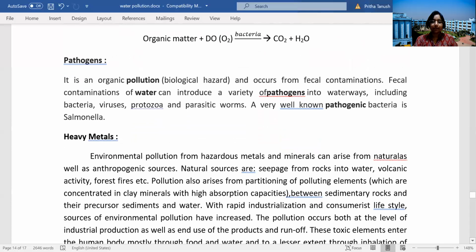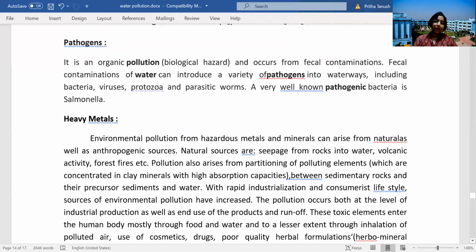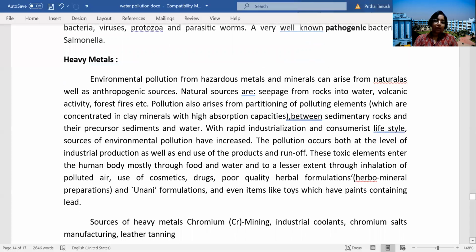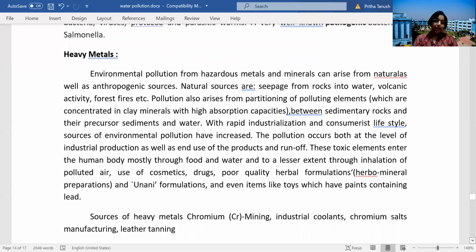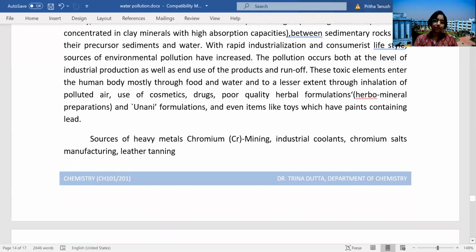Next is heavy metals. If the specific gravity is greater than 4 to 5, these are called heavy metals. Mainly there are 4 heavy metals: cadmium, mercury, lead, and arsenic.